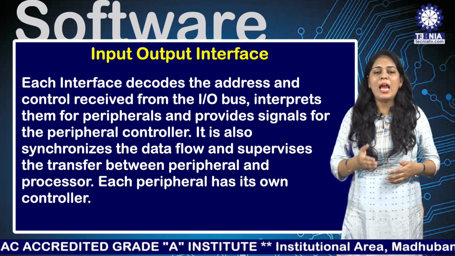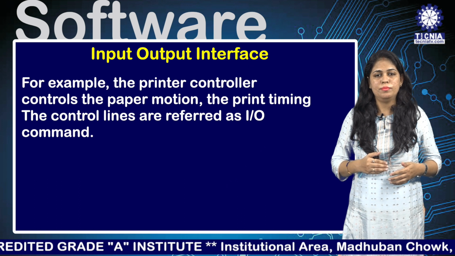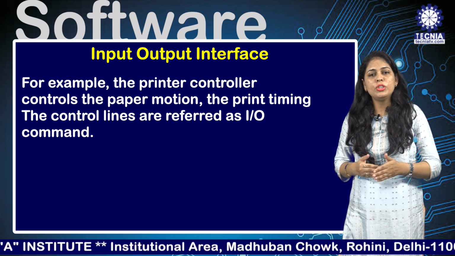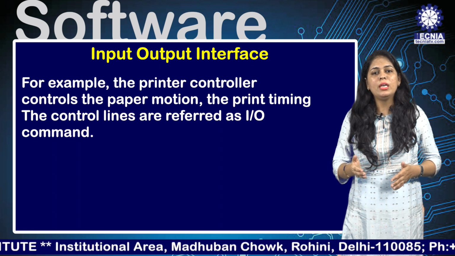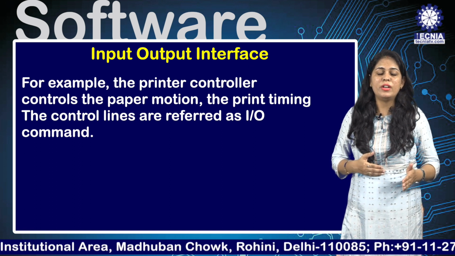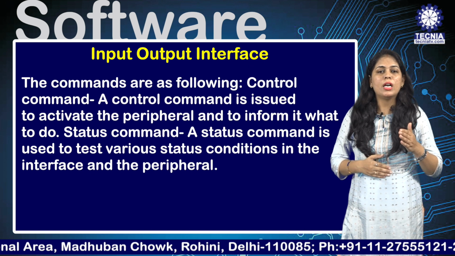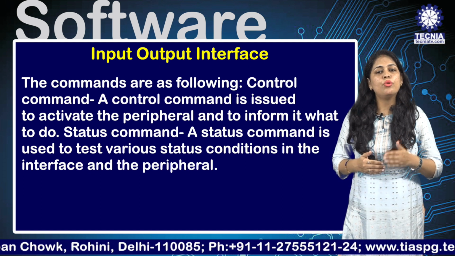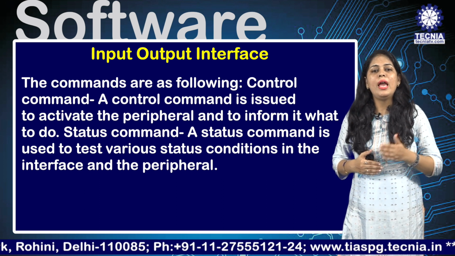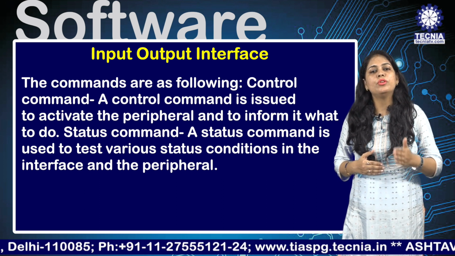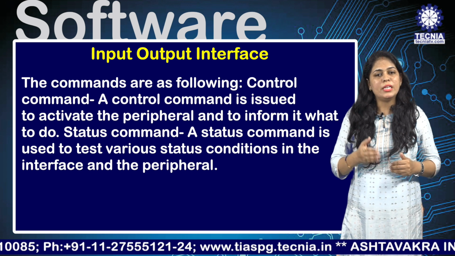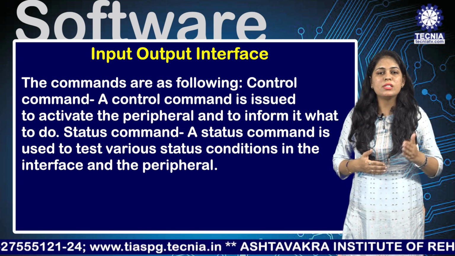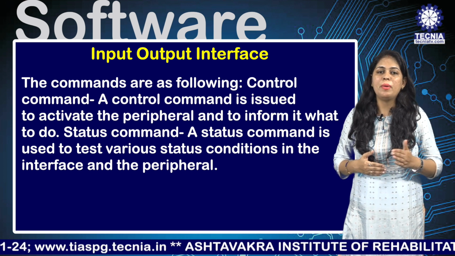Each peripheral has its own controller. For example, the printer controller controls the paper motion and the print timing. The control lines are referred to as input-output commands. The commands are as follows. Control command: a control command is issued to activate the peripheral and to inform it what to do. Status command: a status command is used to test various status conditions in the interface and the peripheral.